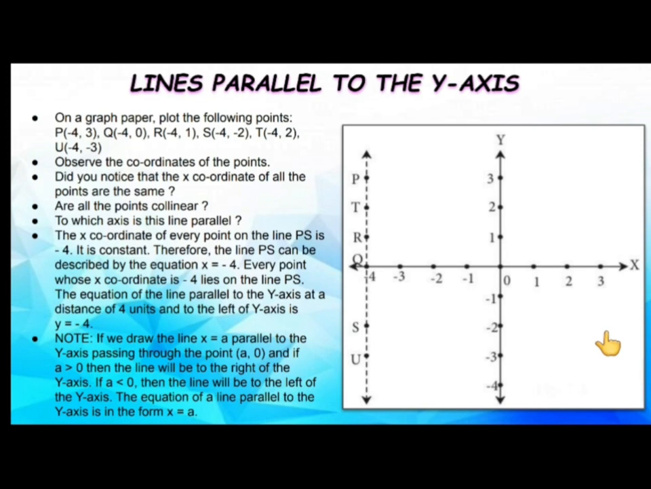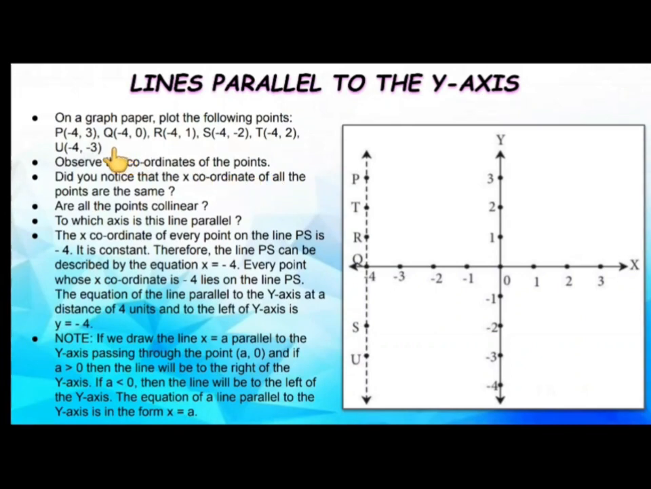So point P is given to be (-4, 3). So the x-coordinate is minus 4 and the y-coordinate is 3. So on the x-axis, we see where minus 4 is. It is here. And on the y-axis, we see where 3 is, which is here. So the intersection of these two will be the location of our point P. So our point P lies here.